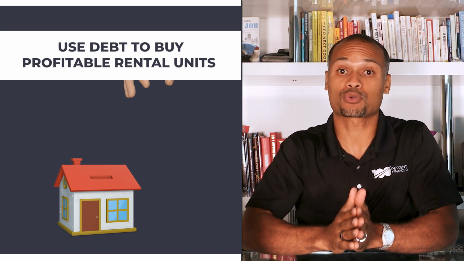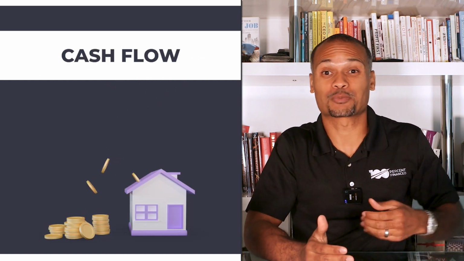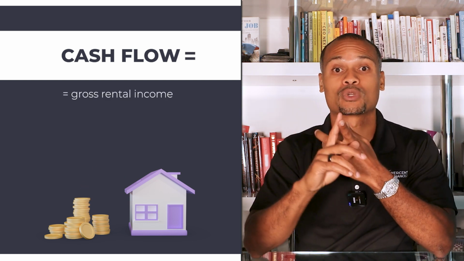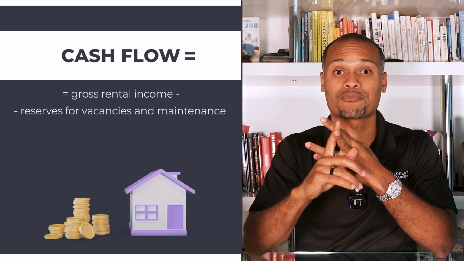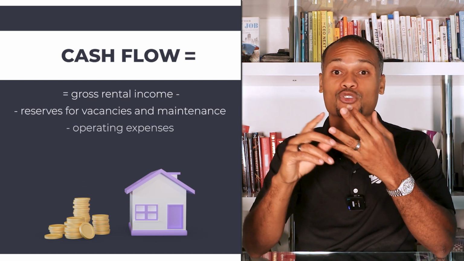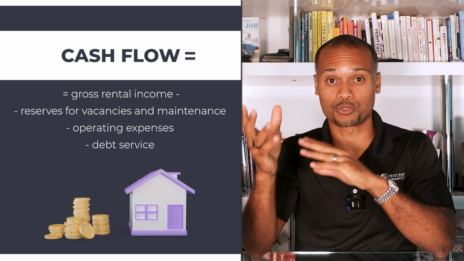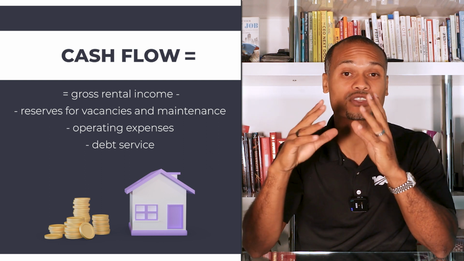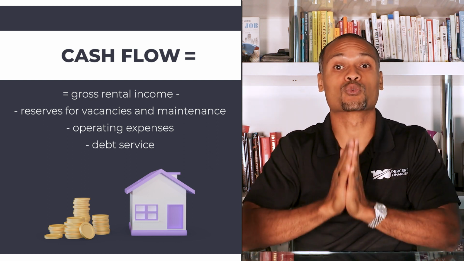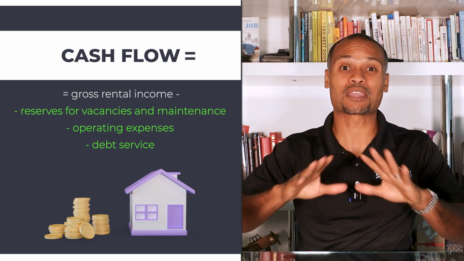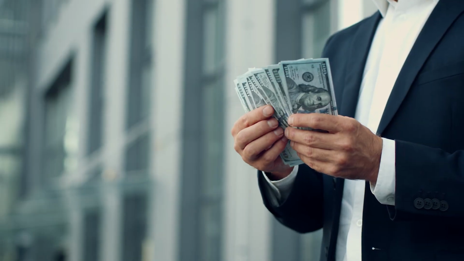Now, what is profit? Profit is the cash flow. That's the profit in your pocket. And cash flow is calculated as follows: your rental income, minus your reserves for vacancies and maintenance, minus your operating expenses, taxes, insurance, minus your debt service, your mortgage, funding, and other things you use to acquire the property. The rents must pay all those expenses, all that debt and reserve, and have profit left over for you.